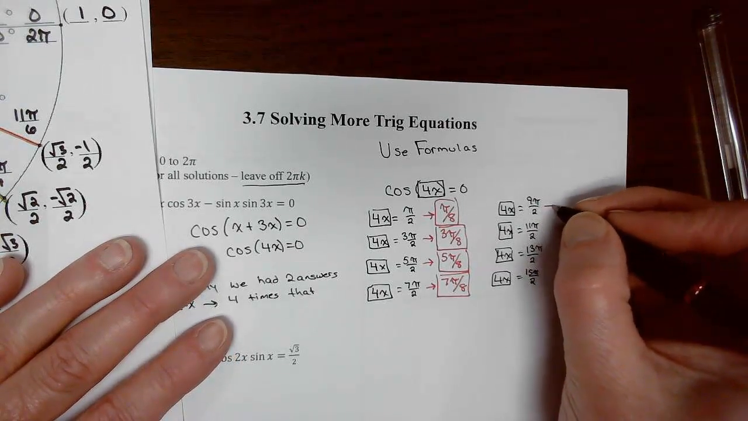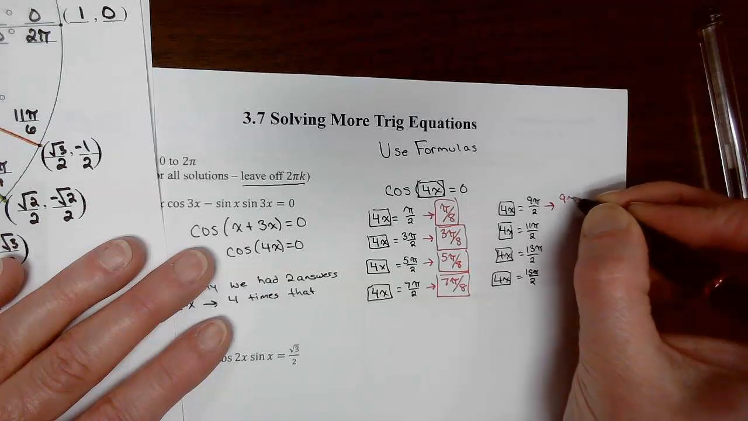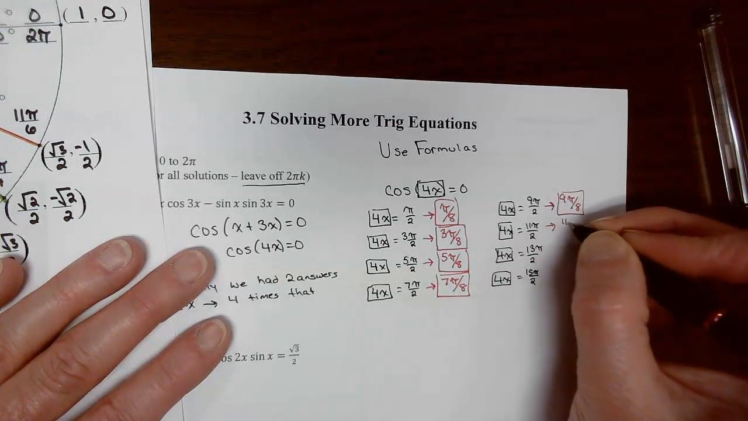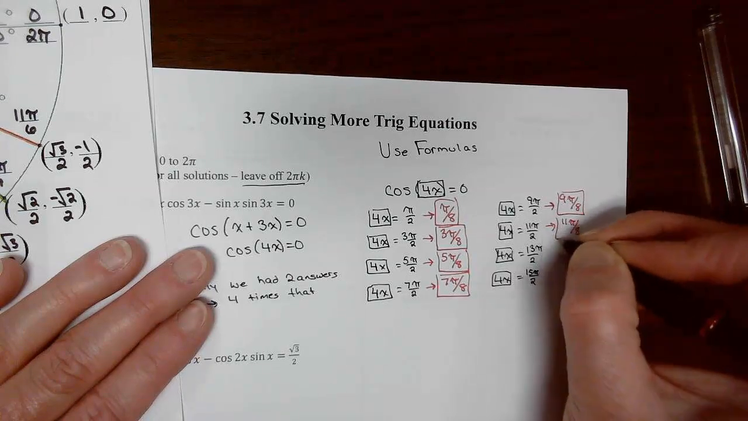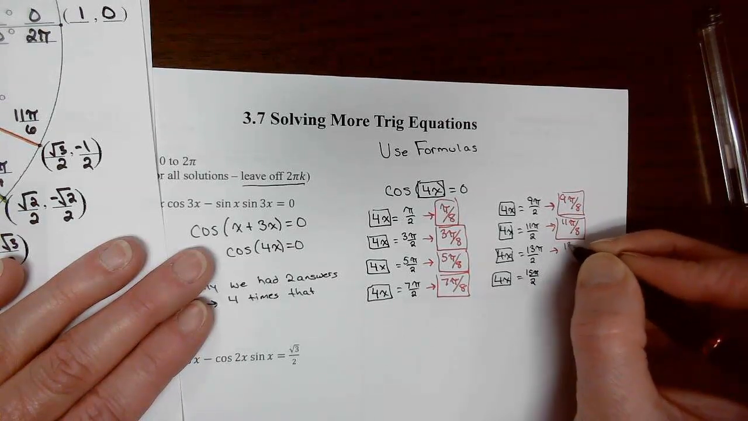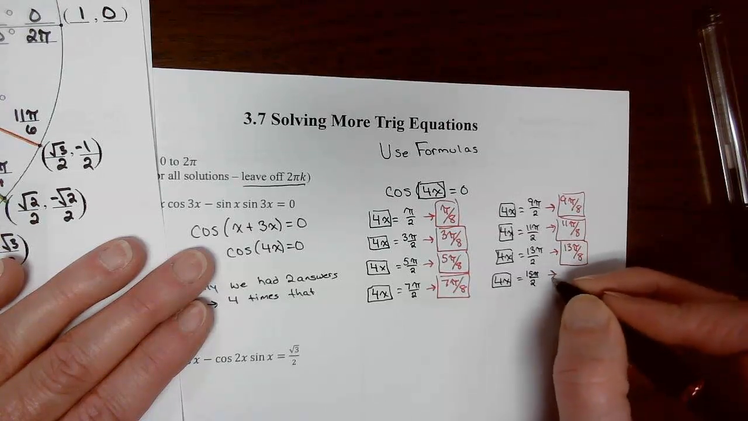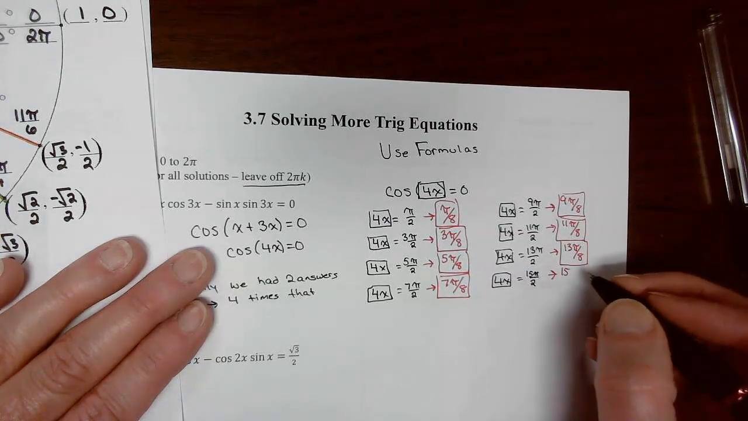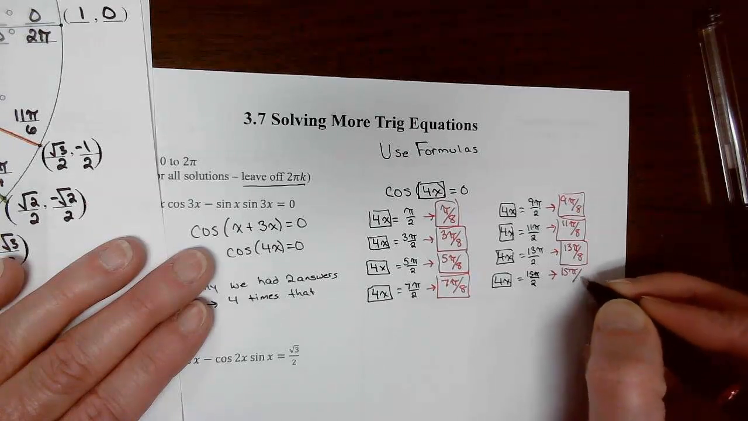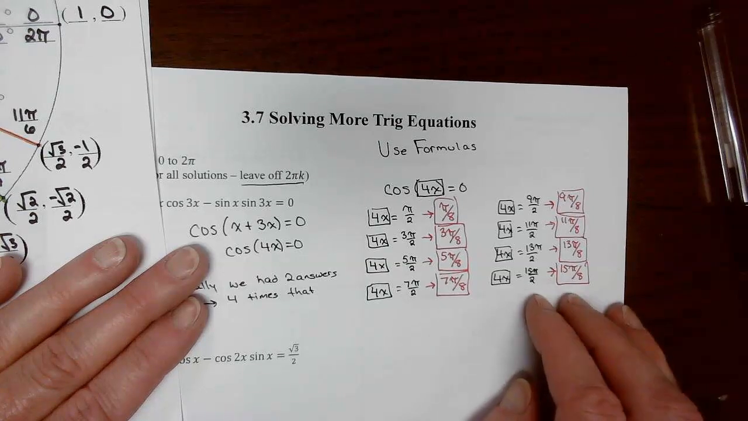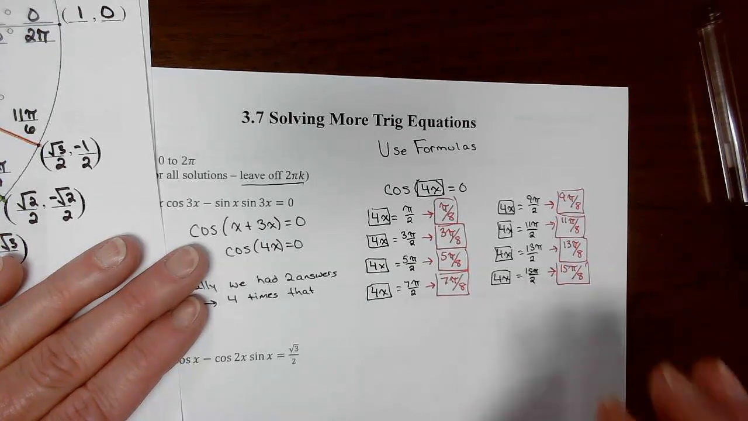So this would be 9 pi over 8, 11 pi over 8, 13 pi over 8, and 15 pi over 8. Now notice that actually is between 0 and 2 pi, because 2 pi would be 16 over 8.